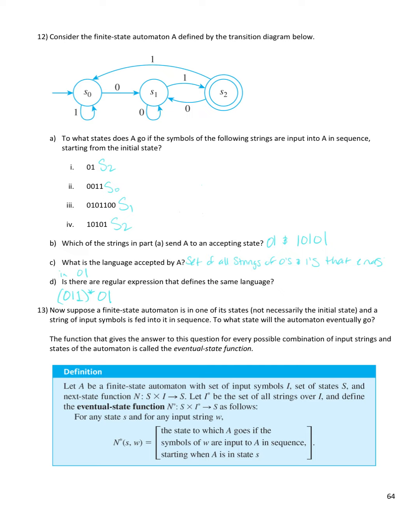Now suppose a finite state automaton is in one of its states, not necessarily the initial state, and a string of input symbols is fed into it in sequence. To what state will the automaton eventually go? So we have a function that we define as the eventual state function, and you input a state and a string of input symbols, and you output the eventual state. If you start at a given state, follow the symbols, where do you land?